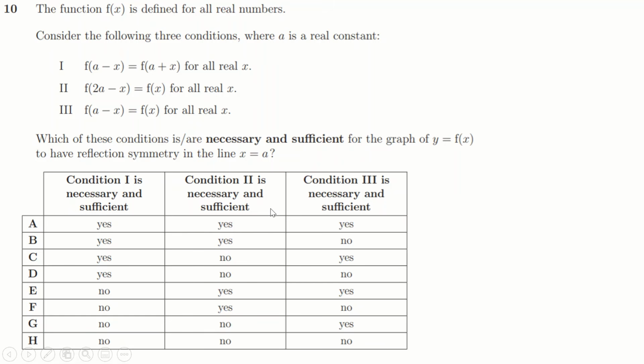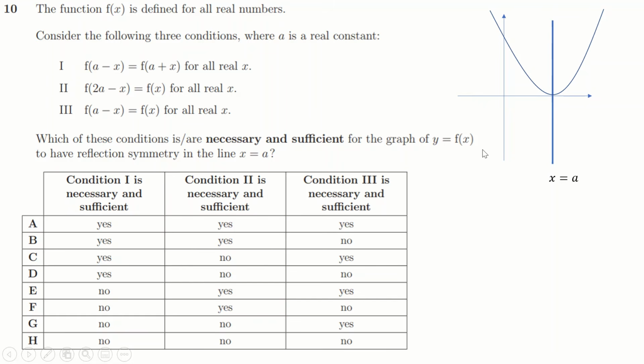Question number 10. This question I hated. Let's just draw it. What we're going to do is look at a graph where the line x equals a is this, let's say. And let's think of the simplest graph we can that is reflective around x equals a. I can think of this graph here, just a quadratic that has a solution at x equals a.